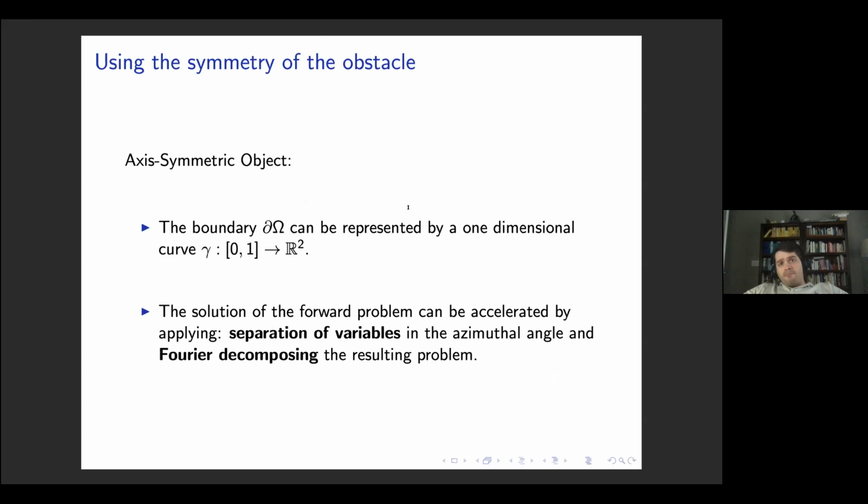Now we're going to apply the symmetry of the obstacle. We are considering that the obstacles here are axis-symmetric. So we are going to take that the boundary of the obstacle is represented by a one-dimensional curve that is rotated around the z-axis. The nice thing about doing that is that we can turn the solution of that integral equation into the solution of several smaller problems instead of a general 3D problem. The idea is that we're going to apply some separation of variables in the azimuthal angle, and we're going to Fourier decompose the resulting problem.